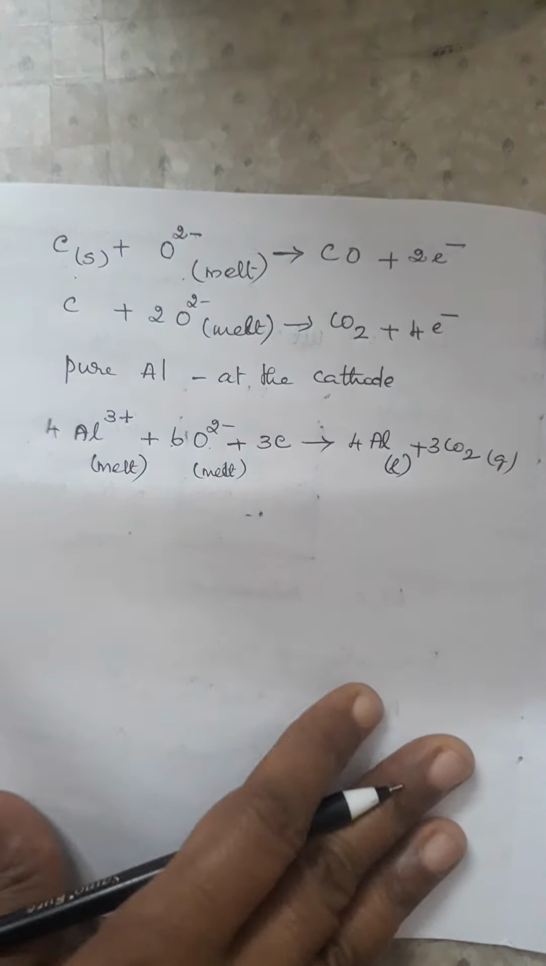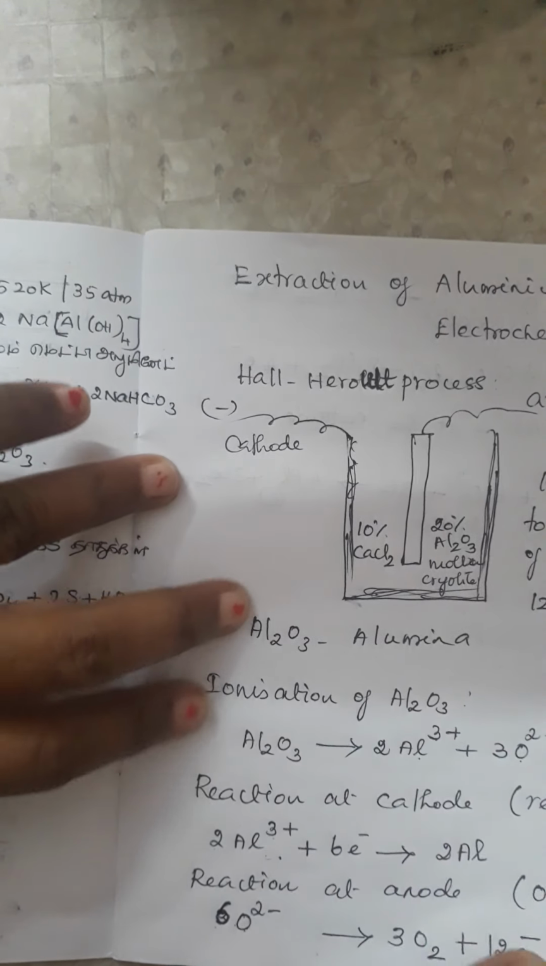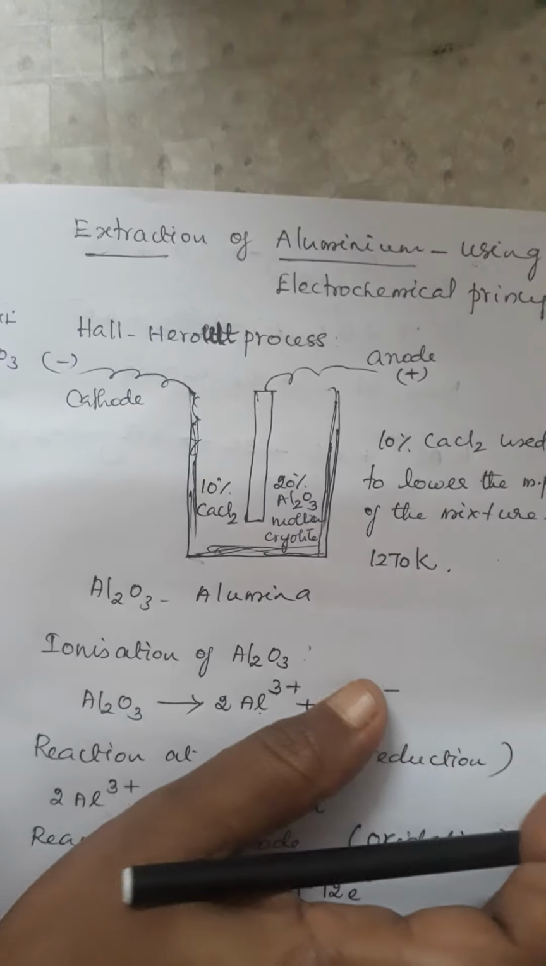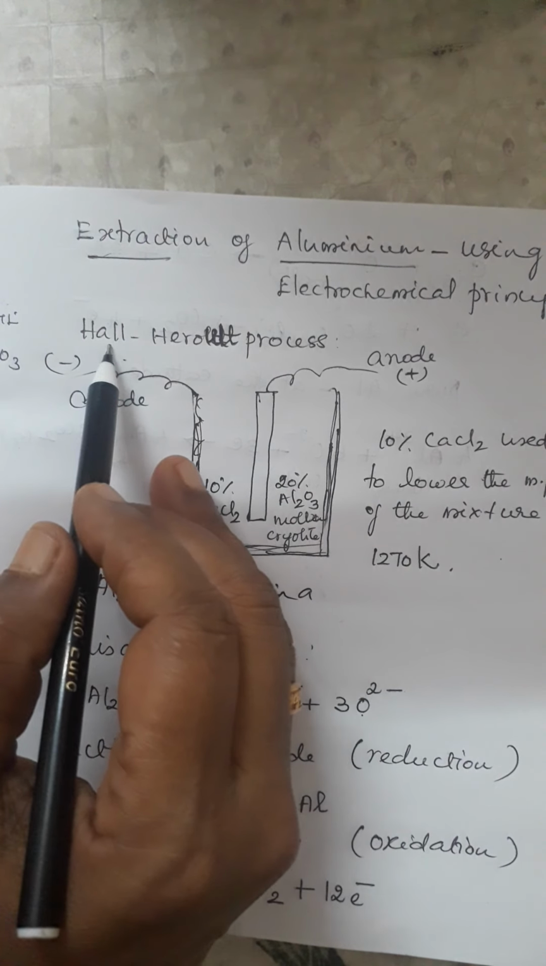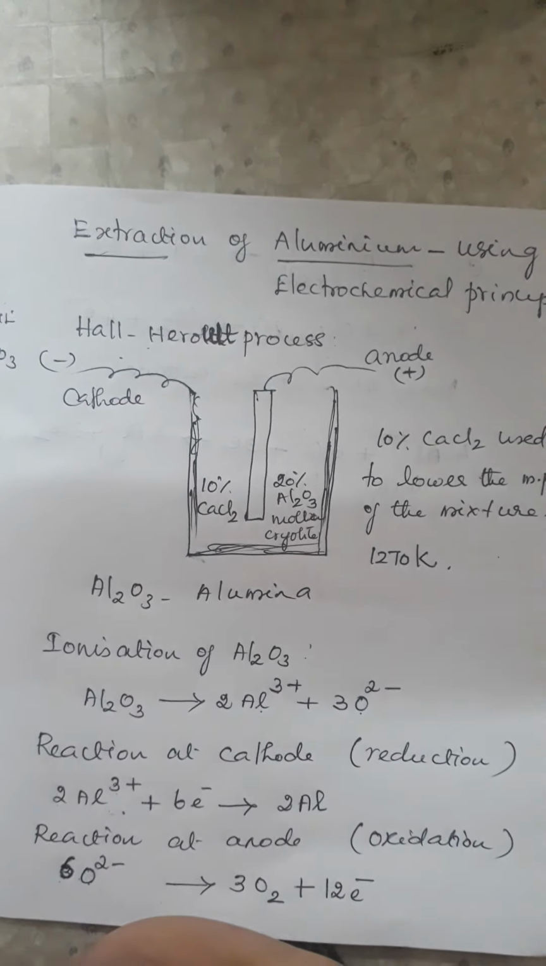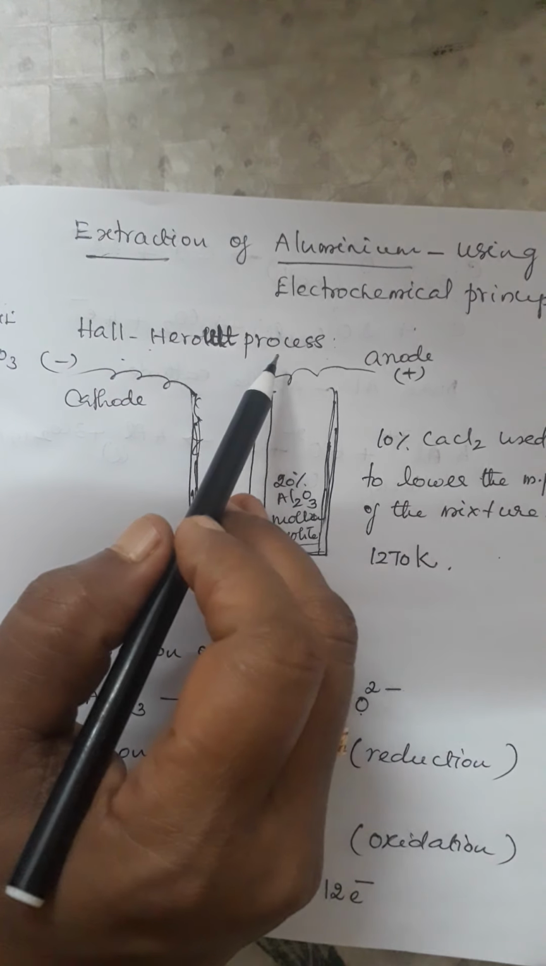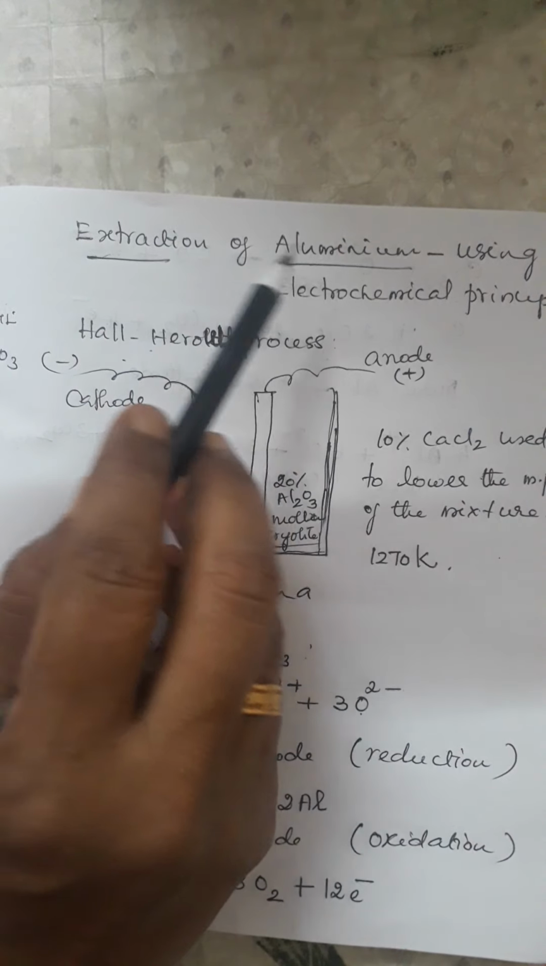Therefore, this is the extraction of aluminium using electrochemical principle. The name is called the Hall-Heroult process. Once again, I repeat, this Hall-Heroult process is used to extract aluminium.